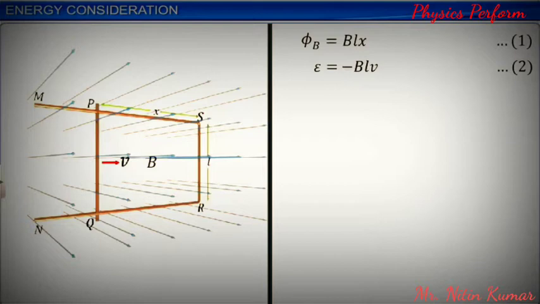As the resistance of the rectangular loop is R, the magnitude of the induced current I is equal to the magnitude of E by R. The current is directed from P to Q in the arm. Substituting the value of E from equation 2, we arrive at the equation I is equal to BLv by R. Let this be equation 3.